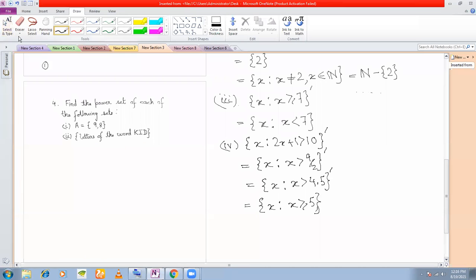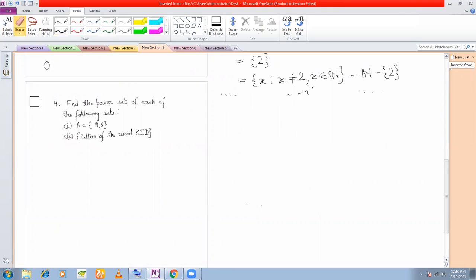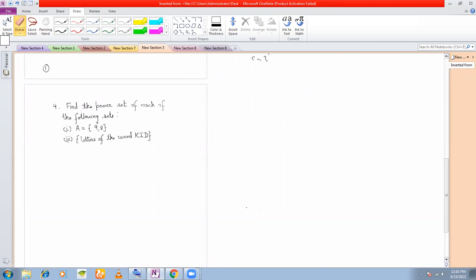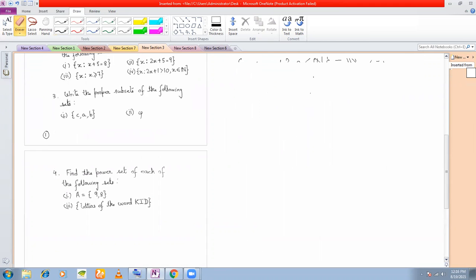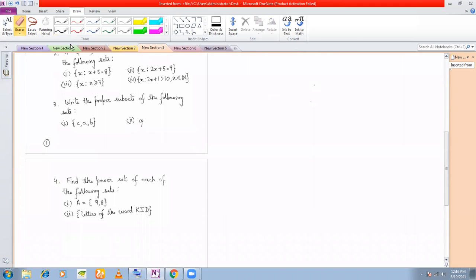You have written everything in set builder notation. No more tabular notation. Forget about tabular notation. Only use tabular notation for your rough work or when specified in the question. Otherwise, normally you are going to use set builder notation. Okay. Next question is number 3.